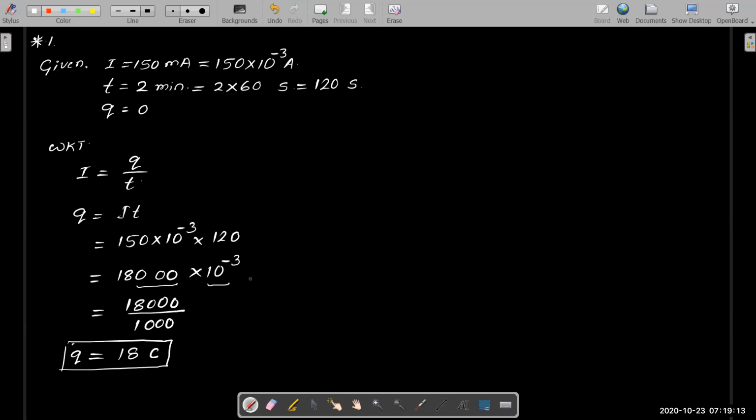So any problem, any doubt regarding this? If you know how to adjust this 10 raised to that exponential number, then it becomes very easy. You can directly write it as 18 coulomb. If you don't know, then if it is a positive power, you have to multiply the 1000 in the numerator only. If you have a negative power, then that number has to be taken in the denominator. Have the solution. If you have any doubt, you can ask.